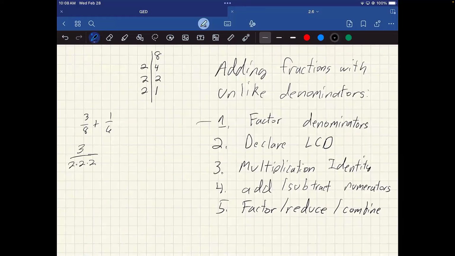Then I'm going to do the prime factors of 6. So 6, it's divisible by 2. 6 divided by 2 is 3. 3, that gives me 1.